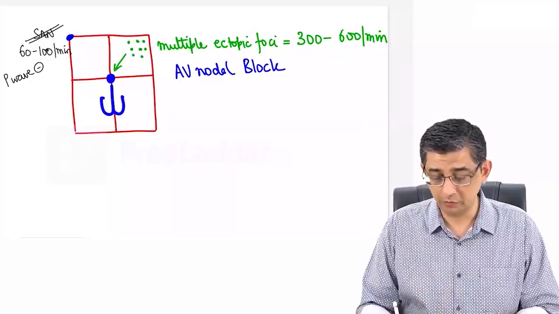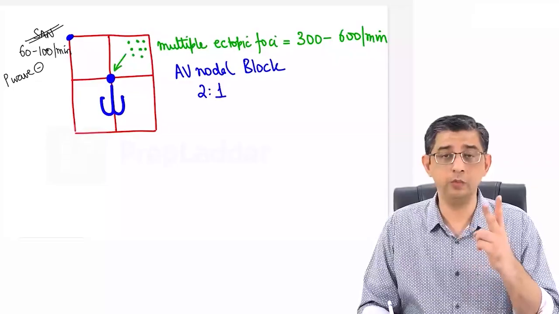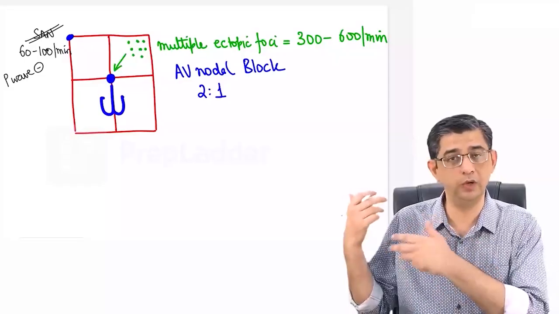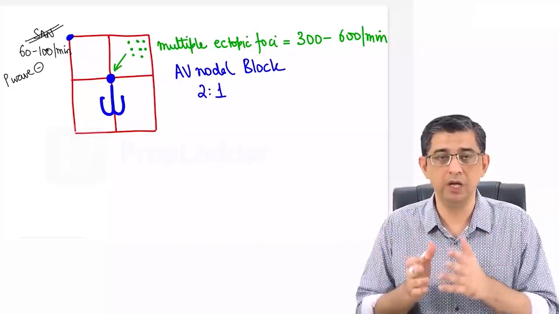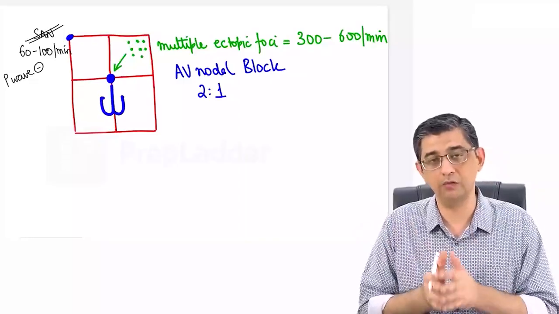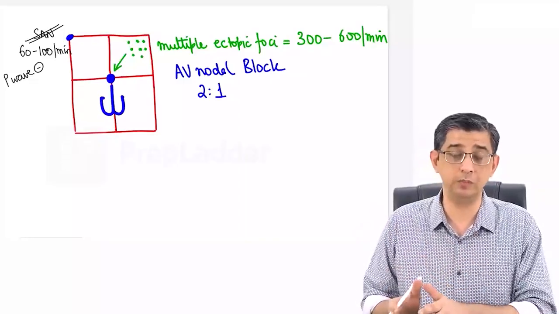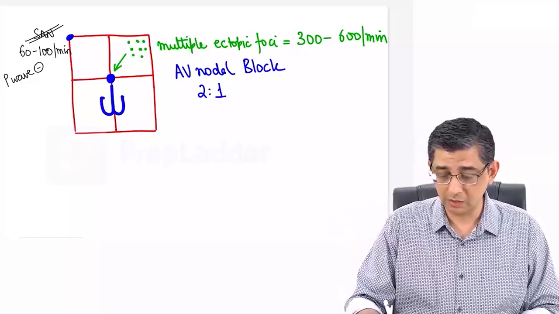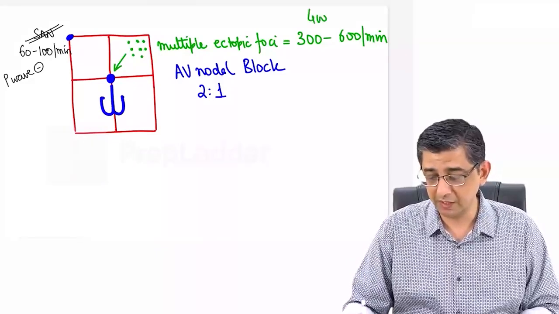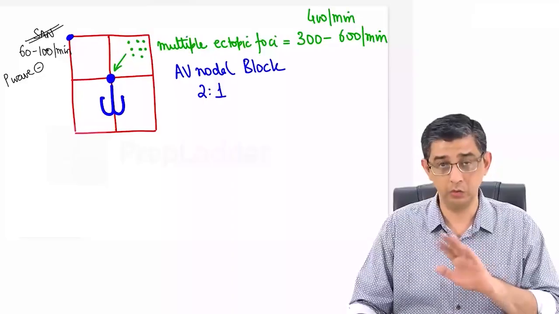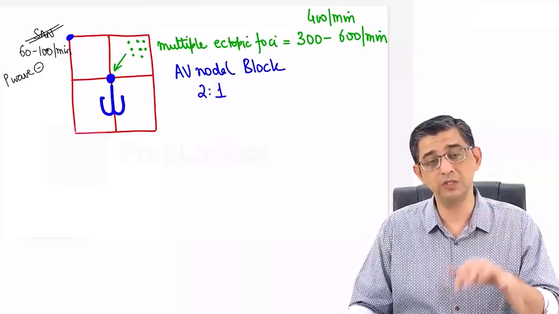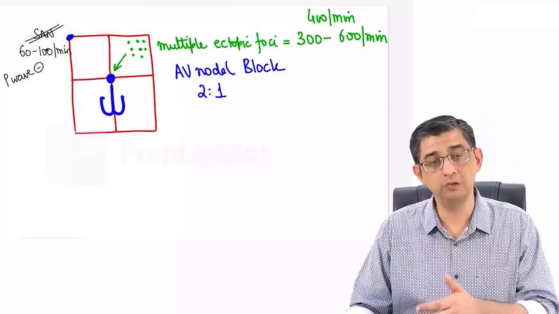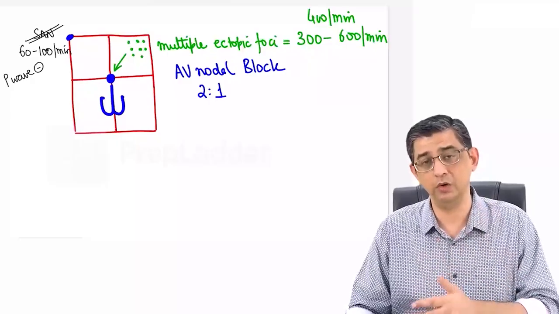So an AV nodal block of 2:1 basically means that for every 2 penalty shootouts, one time the striker will be able to make a goal, but one time this goalkeeper AV node will be able to bounce off the impulse. The message is like, suppose the ectopic foci are firing at a rate of 400 times per minute. Huge value, 400. If 400 impulses are landing on the AV node, all 400 will not be able to go down.